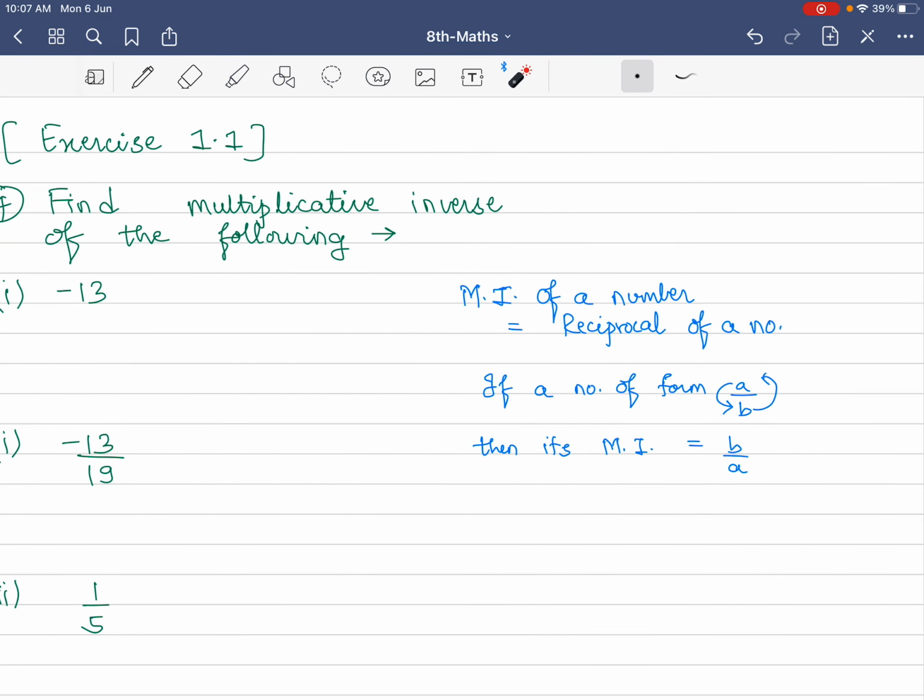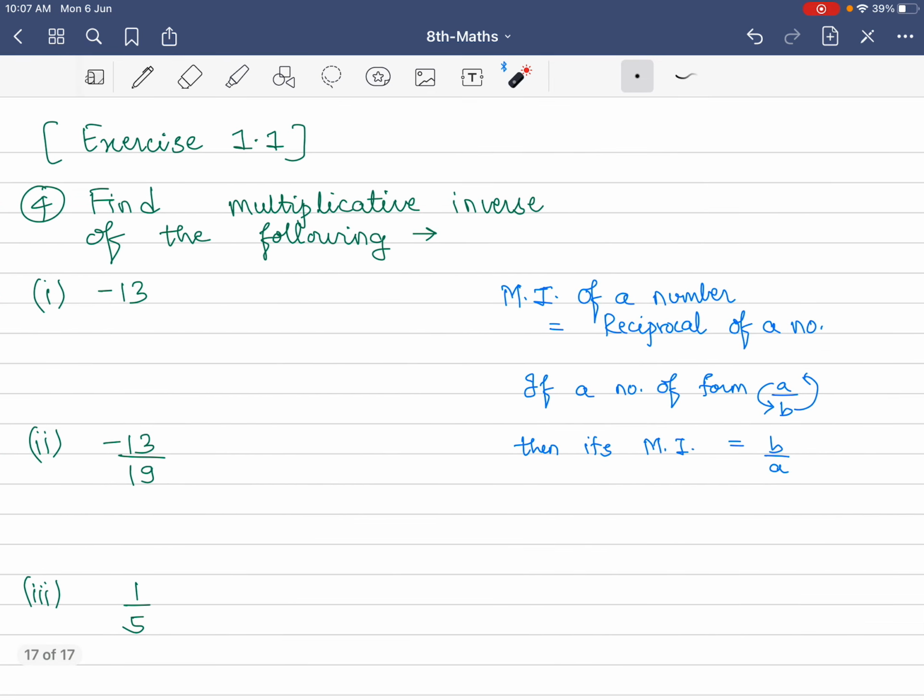So using this definition or this concept of multiplicative inverse, which is the reciprocal of a number, we will solve these problems. So first we start with minus 13. Now is minus 13 of the form a by b? No. So I want to write it in the form of a by b. So minus 13 can be written as minus 13 divided by 1. Correct? Minus 13 can be written as minus 13 by 1.